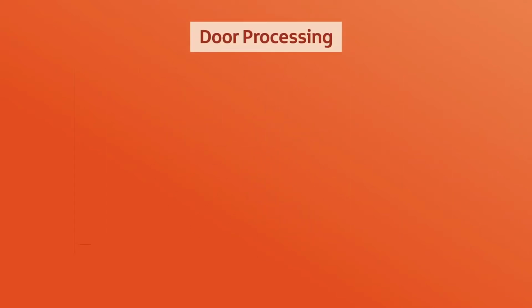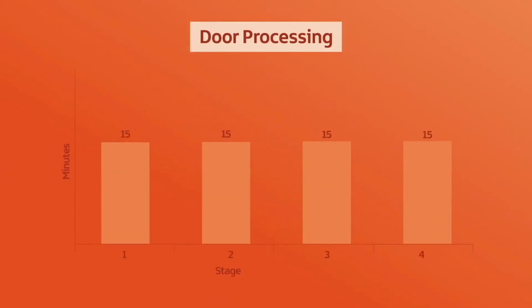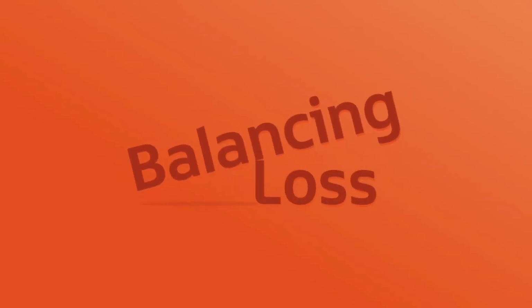In the door processing line, we've assumed that 15 minutes of work content can be allocated equally to each of the 4 processing stages. But this is nearly impossible to achieve in practice, increasing the effective cycle time of the line. In reality, the final stage takes 20 minutes, which means that each of the preceding stages must wait an extra 5 minutes before passing their work on. This pushes the total work content up from 60 minutes to 80 minutes. This lost time is known as balancing loss.